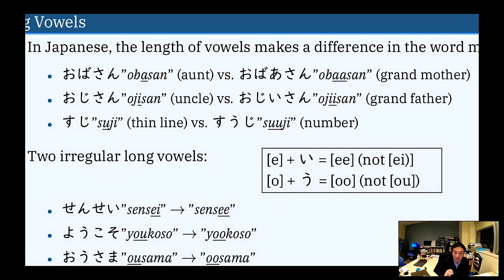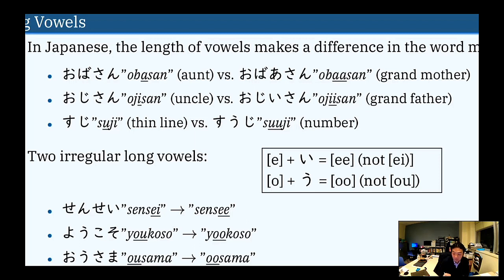Actually, these examples happen to be both family terms, but there are many other examples. For example, suji, meaning thin line. Suji, meaning number. You hear a very subtle difference, but to Japanese ears, these are completely different words. So you don't want to mix up thin lines and numbers by saying the wrong one.